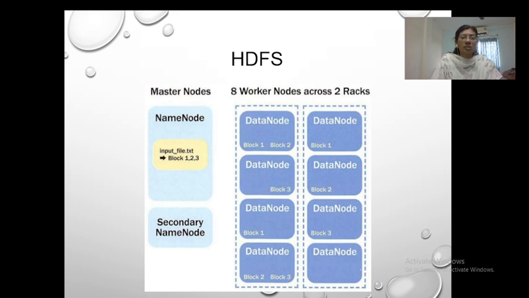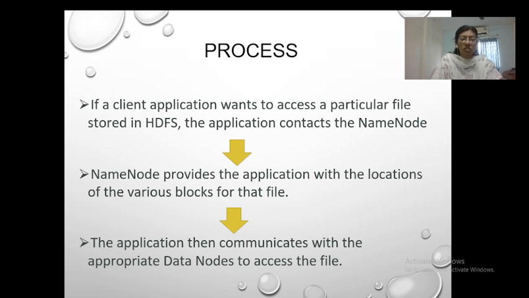That is, there is a master node, then 8 worker nodes across 2 racks, and there is a secondary node. Already the functions of the name node, secondary node and data node are explained in the previous slides. Then the process: if a client application wants to access a particular file stored in HDFS, the application contacts the name node. Then the name node provides the application with the locations of the various blocks for that file. The application then communicates with the appropriate data nodes to access the file.